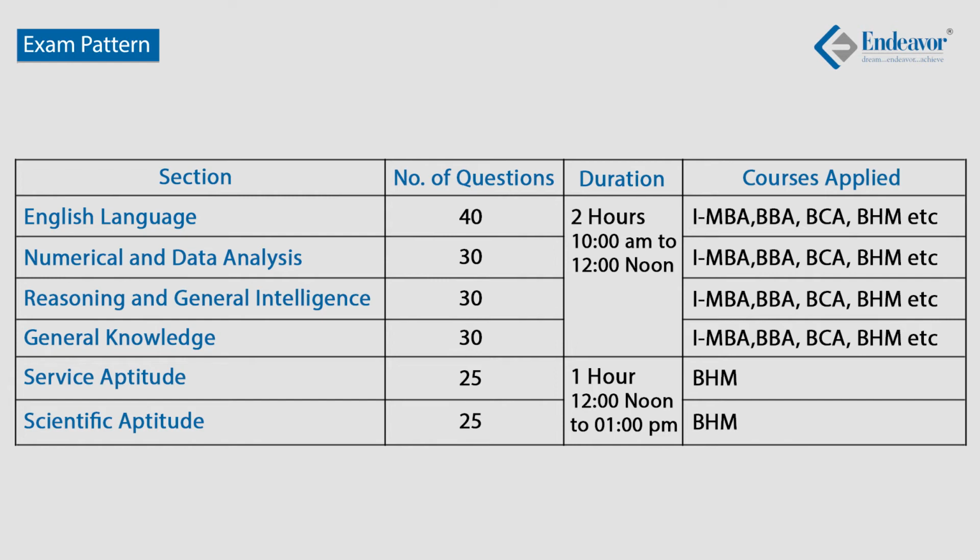Rest of the 3 sections are 30 marks each. So, the quantitative ability, general awareness and analytical and logical reasoning, all are 30 marks each. In all 130 marks of aptitude and 25 each of service aptitude and scientific aptitude, so 50 marks of that additional paper. You get 2 hours to attempt these 130 questions.